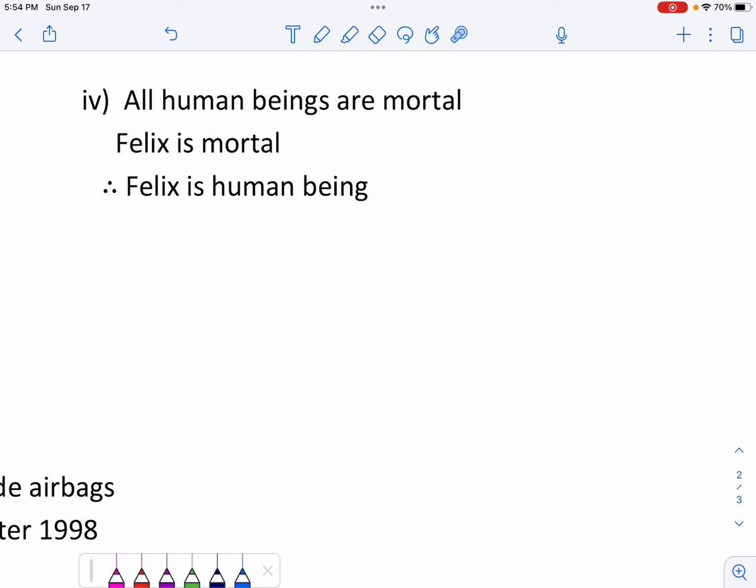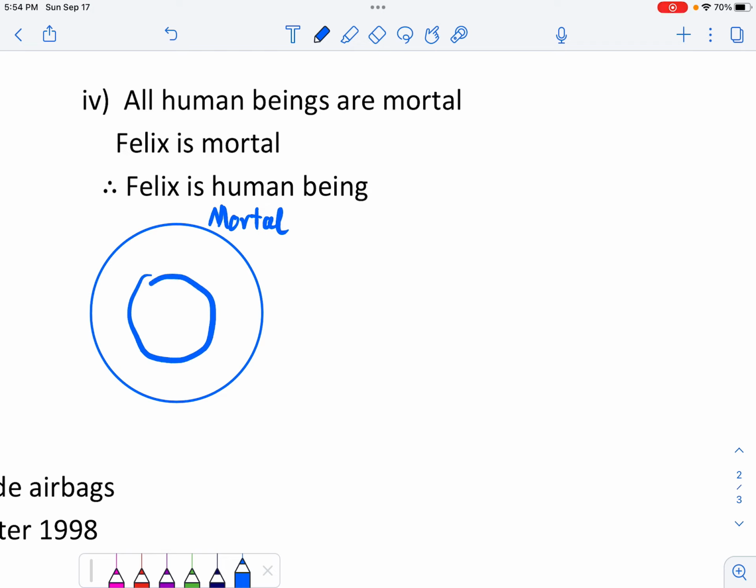So let's continue. All human beings are mortal, therefore, here, this is creatures that are mortal, the outer one, and all human beings, because that should be inside. This is all P's are Q's. So here, this is human being, okay? Human being. And now take a look at the next one. Felix is mortal, therefore Felix is a human being.